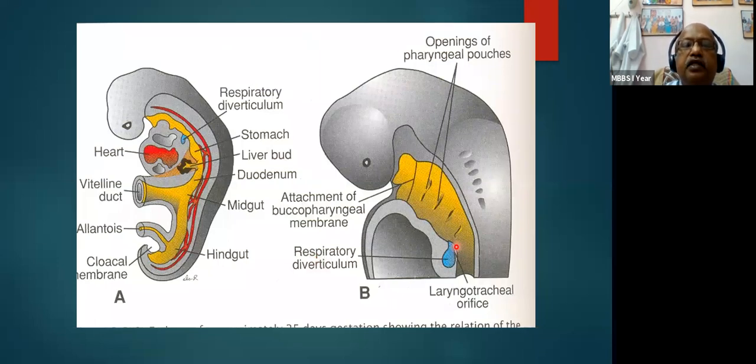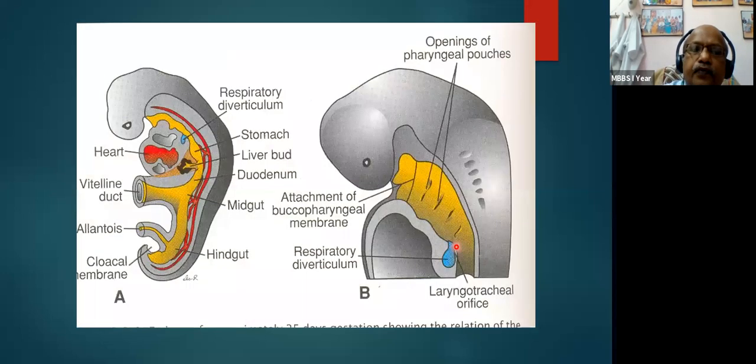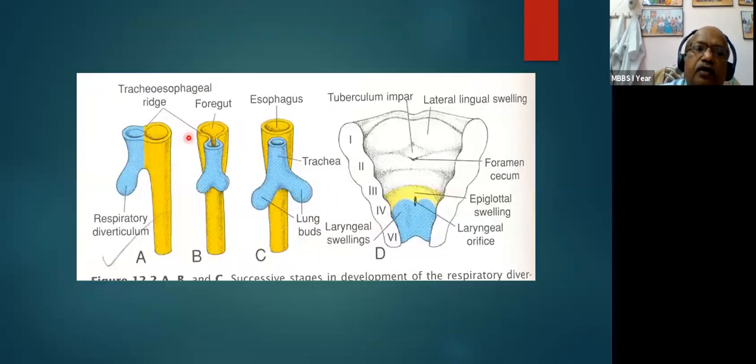Once this is formed, it should be separated from the esophagus. Here you see, this part of the foregut, the post-laryngeal part, gives rise to our esophagus. If you come down, you will have your stomach. Now one ridge is formed. This is the side view, and this is the anteroposterior view. This is your future esophagus, and this is the respiratory diverticulum originating from the foregut.